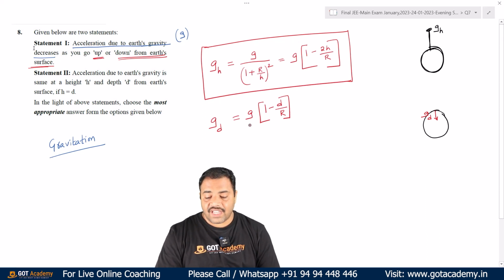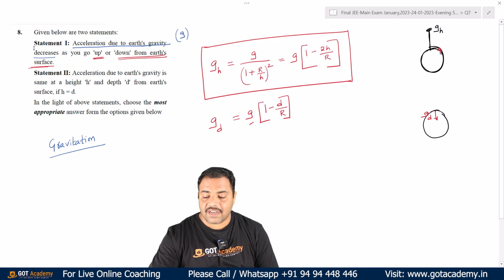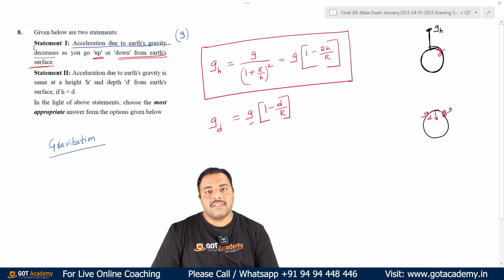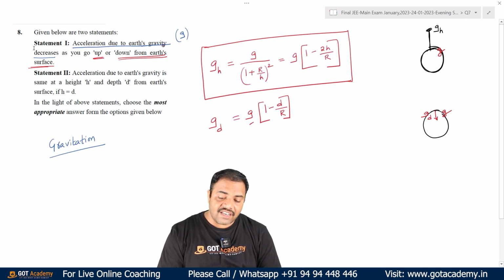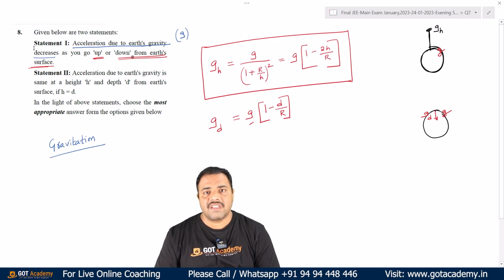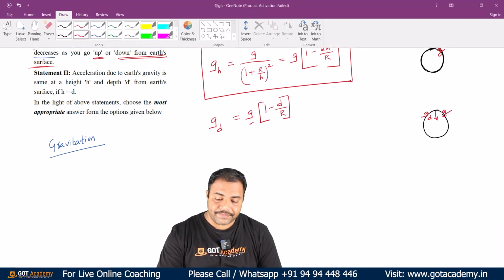Now, what is this g? I am telling you, g is nothing but acceleration due to gravity on the surface of the Earth. Now, the question is that acceleration due to Earth's gravity decreases as you go up or down from the surface. Decreasing it means, let us identify that.